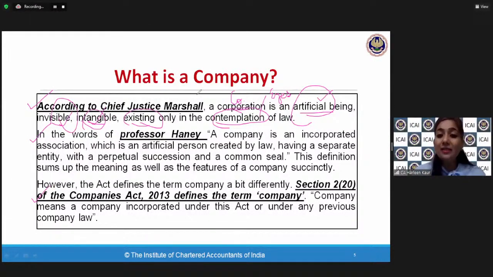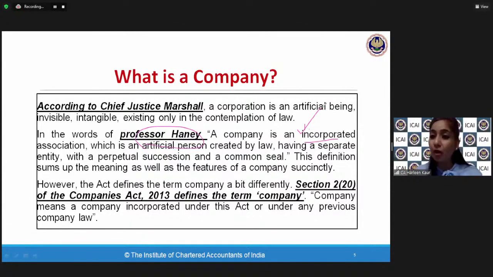Let's go to a little simpler definition. Another one. It says, according to Professor Henry, a company is an incorporated association. So number one, what has been said? Incorporated. Yes, ma'am, you just now told us that company needs an incorporation certificate. So yes, we have to get it incorporated.